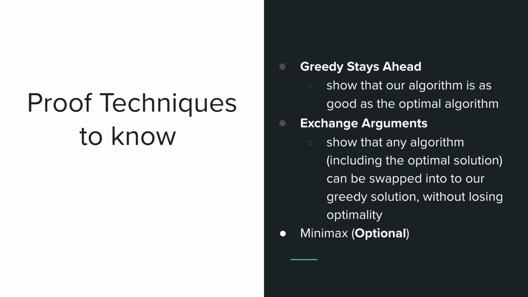So greedy stays ahead is basically showing that the algorithm is always going to be as good as the optimal algorithm, by showing that at every step it's at least as good as the optimal solution. And exchange arguments show that any optimal solution can be swapped with our greedy solution and still retain its optimality. We'll go into this a little more in detail later. I don't recall if Ishan covered minimax at all, but if you've never heard that word before, just ignore it.